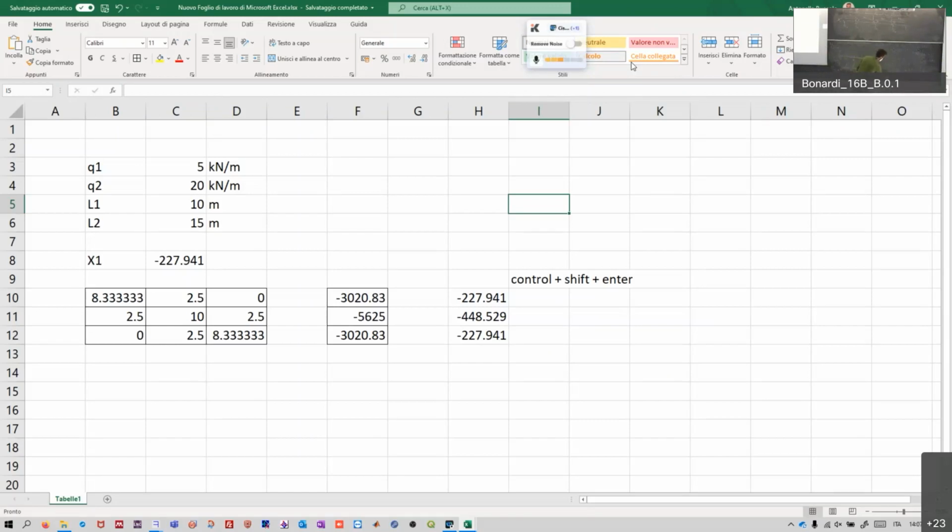And so we can compute M in x signed, in the beam AC. And it is VA times x signed minus Q1 times x signed to the power of 2 over 2. This is the maximum bending moment we can find in this span.